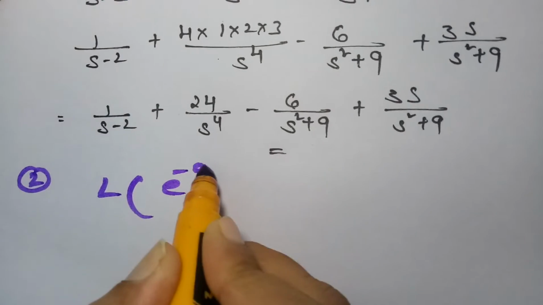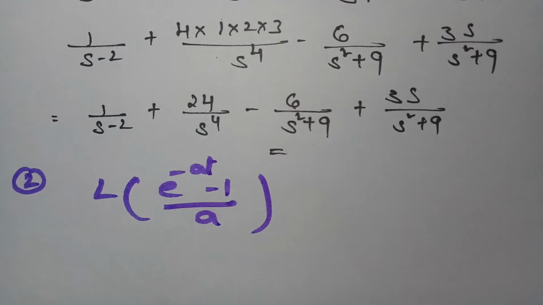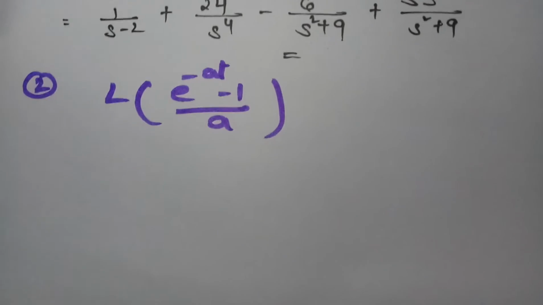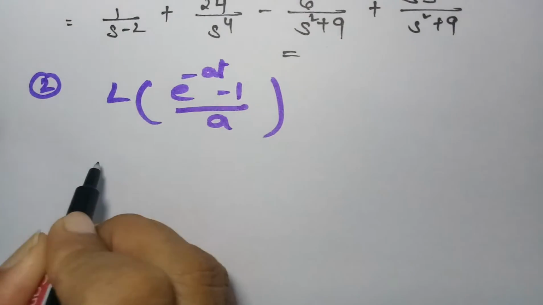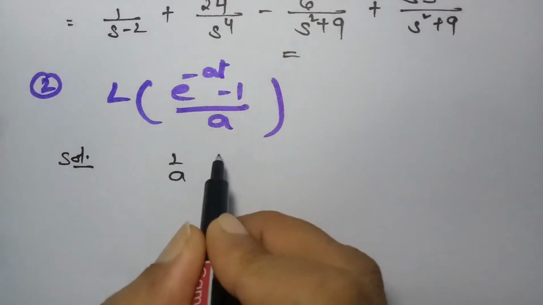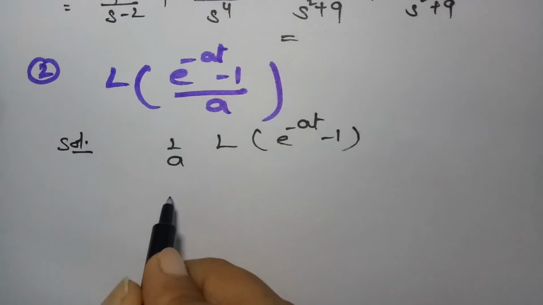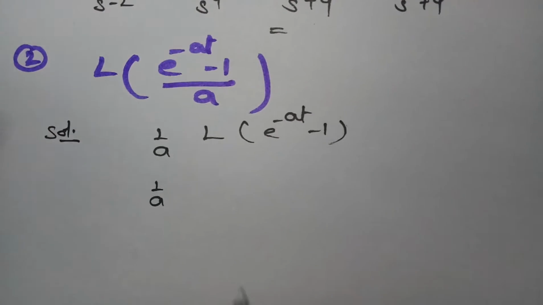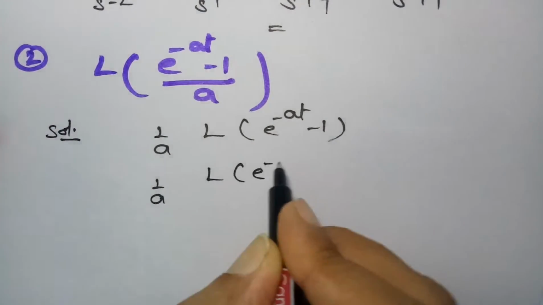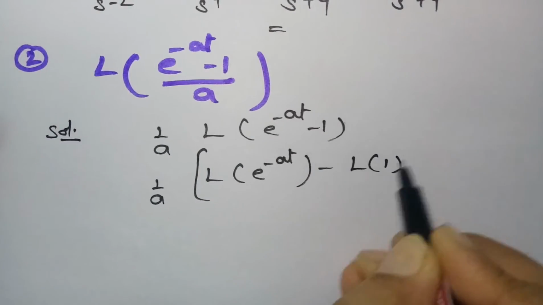Laplace transformation of e power at minus 1 by a. See, I'll solve this. Here a is a constant. Solution, 1 by a I have to take, and Laplace transformation of e power minus at minus 1. So 1 by a I have to leave like that. This is Laplace transformation of e power minus at minus Laplace transformation of 1.